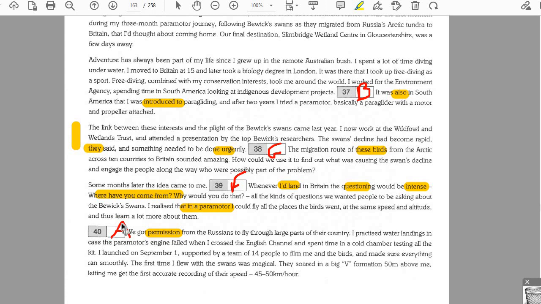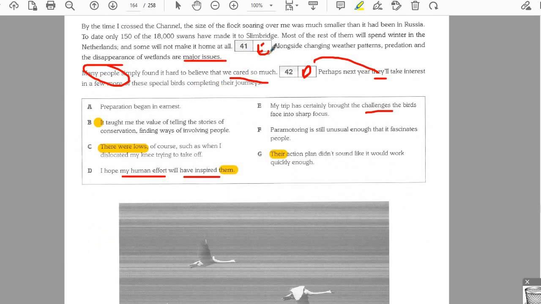And then A says preparation began. This preparation, I can do it like this: we got permission, that is part of the preparation. I practice, that is part of the preparation. So these two sentences are part of this preparation for her to be able to do it. So that's it.